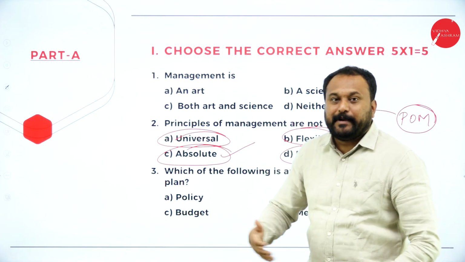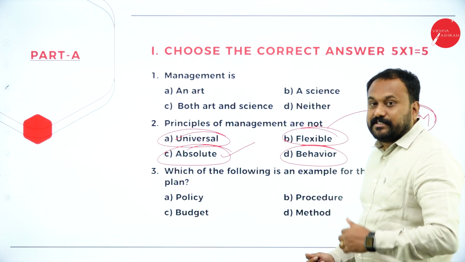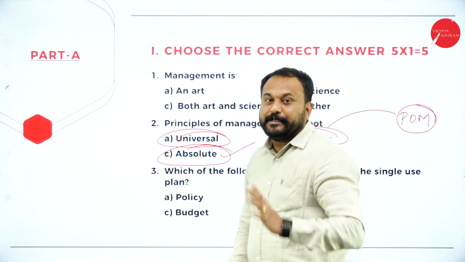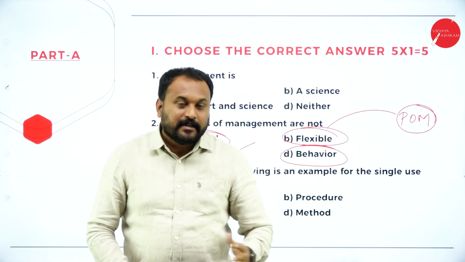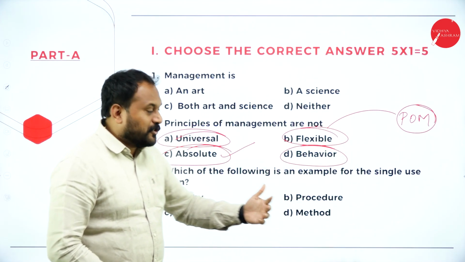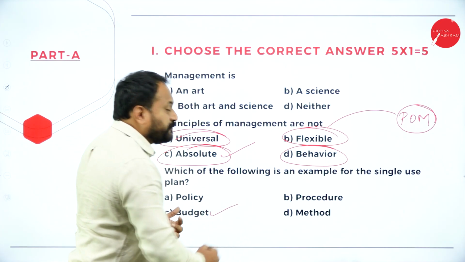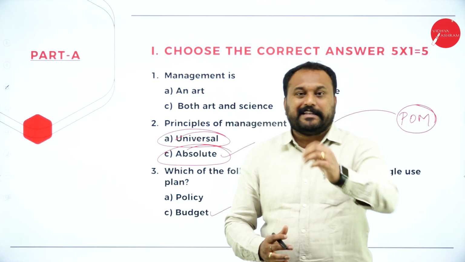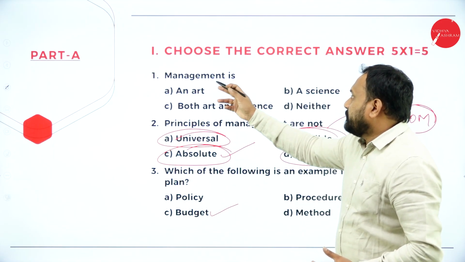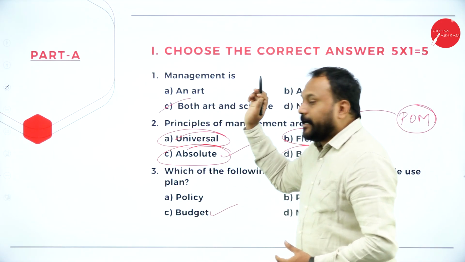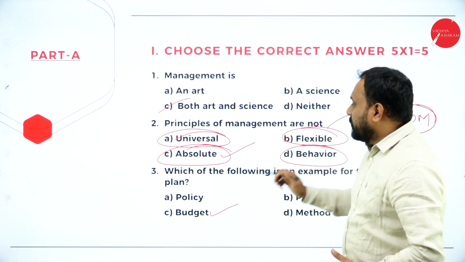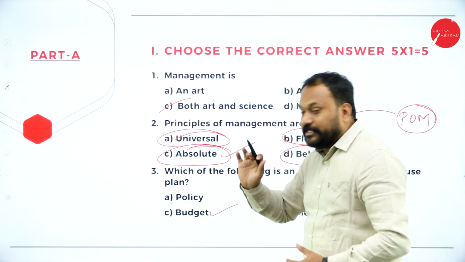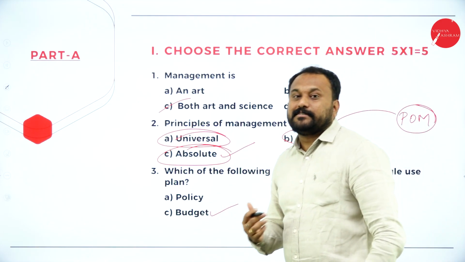See, policies are repeated. Procedures are repeated. Budget, yes, budget is not repeated. It is put only once. Then methods are repeated. So here the answer is what? Budget. I want you people to understand the question. It is very simple for me to write: management is both art and science. Principles of management are not absolute. Which of the following is an example of single plan? Budget.